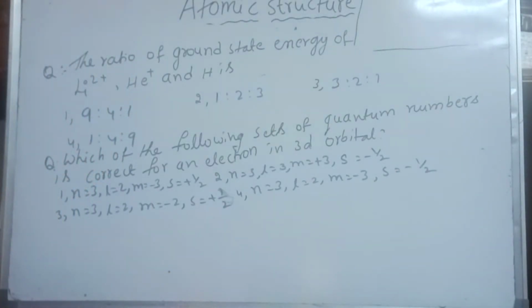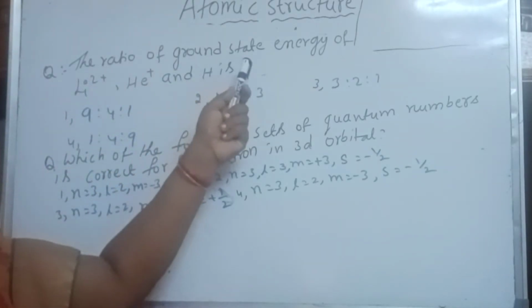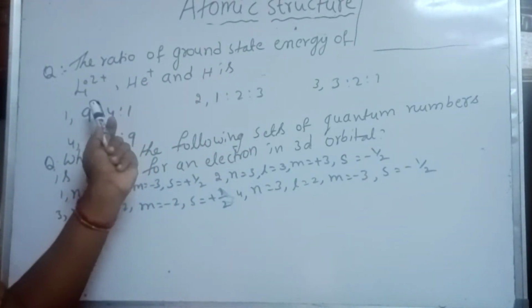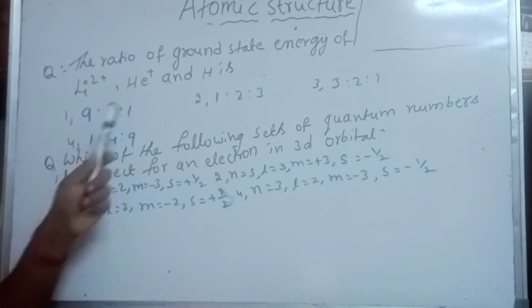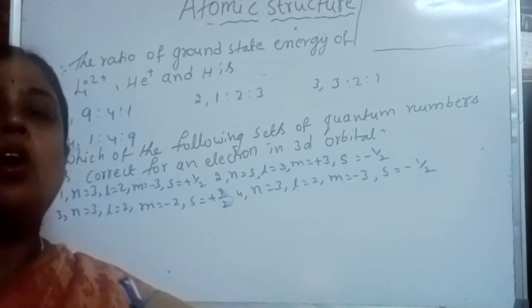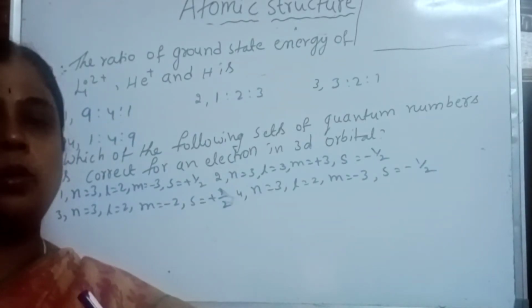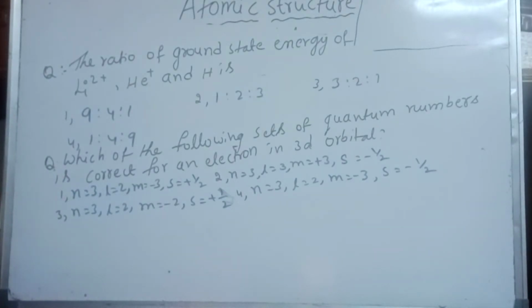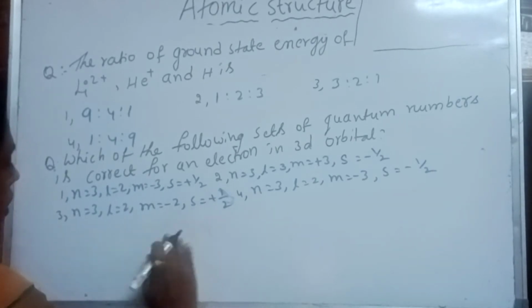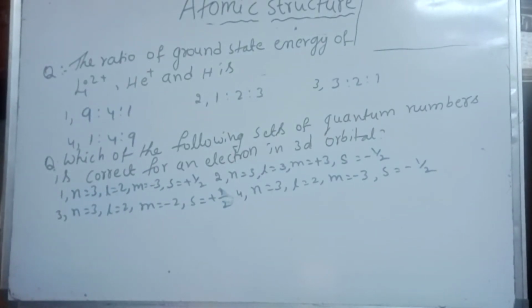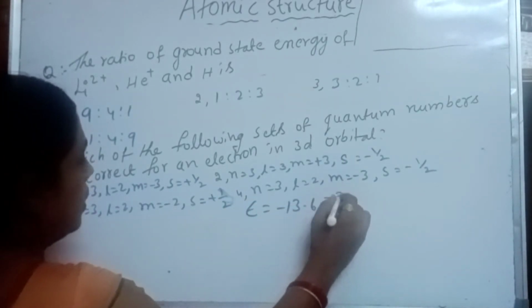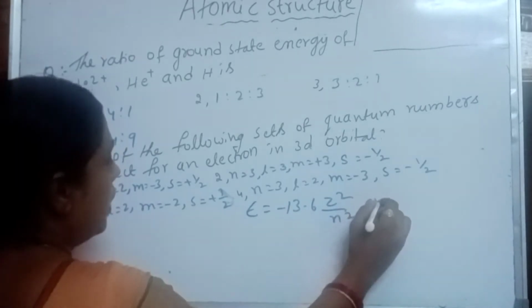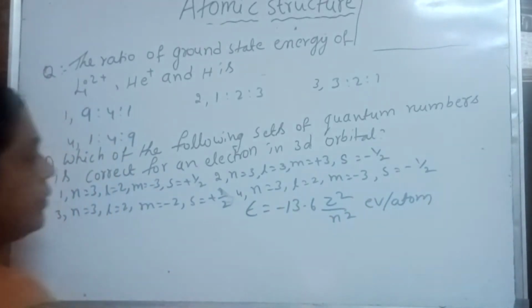Okay, next question. Find the ratio of ground state energy of Li2+, He+ and H. In the ground state, you have to remember all atoms have energy, but see here how we can calculate. Generally, the energy formula is minus 13.6 into Z square by n square electron volts per atom, isn't it?